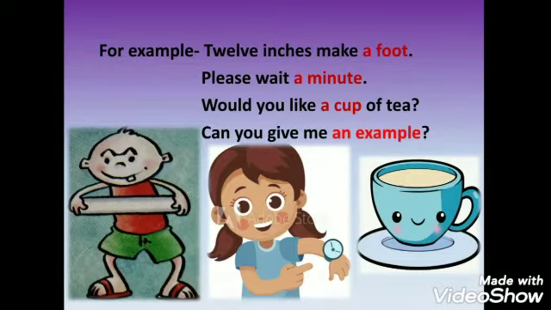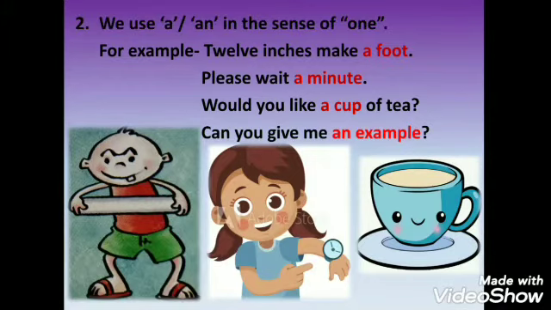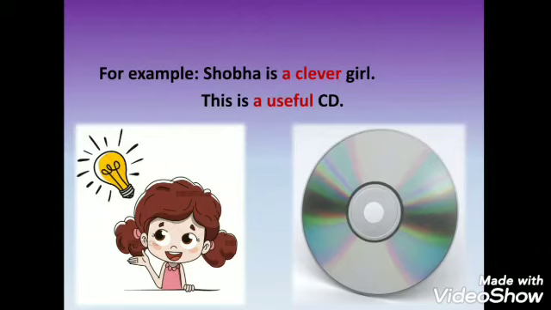A foot means 1 foot. A minute means 1 minute. A cup means 1 cup. A cup of tea. An example means 1 example. So you are asked to give only 1 example. Therefore, our second point is we use a or an in the sense of one when we talk about only one thing or unit.